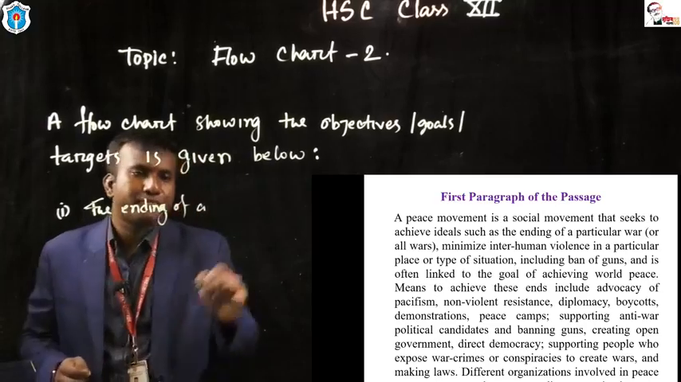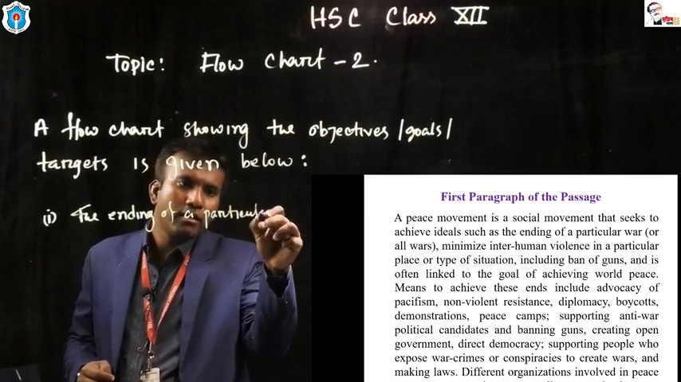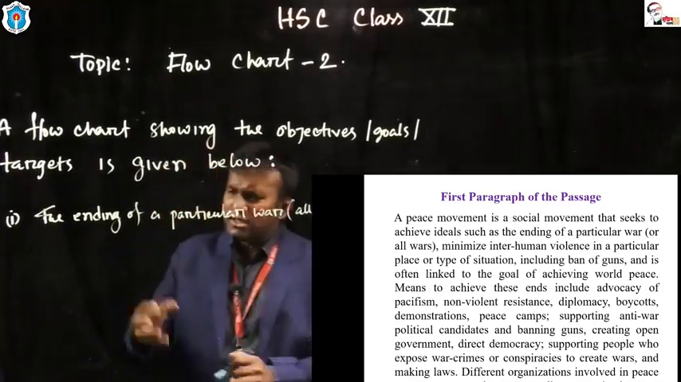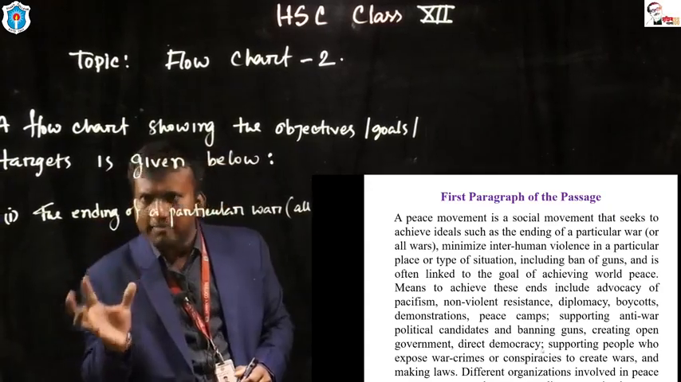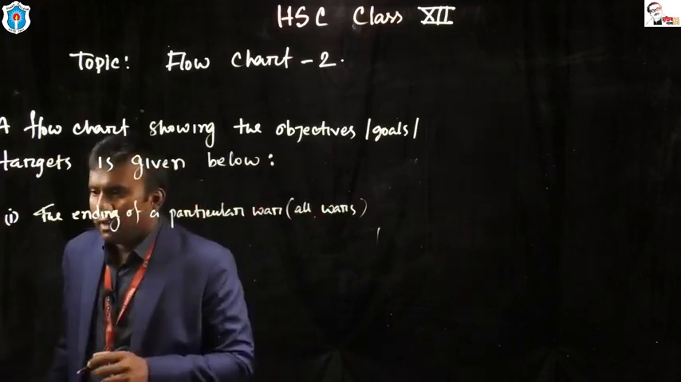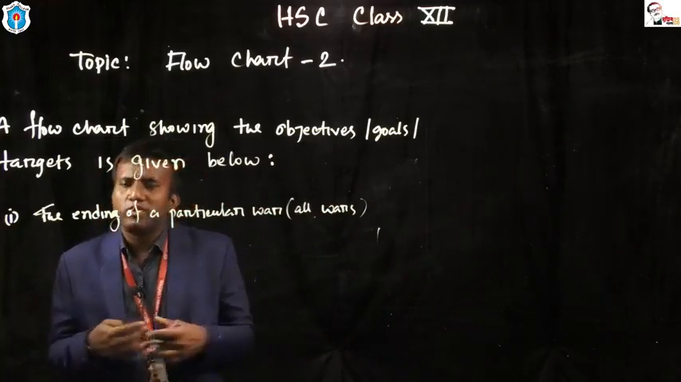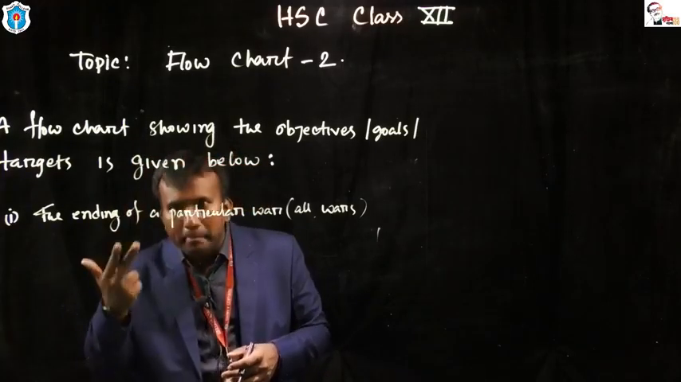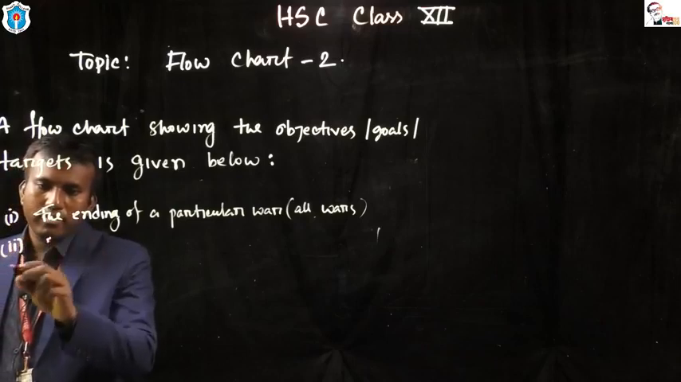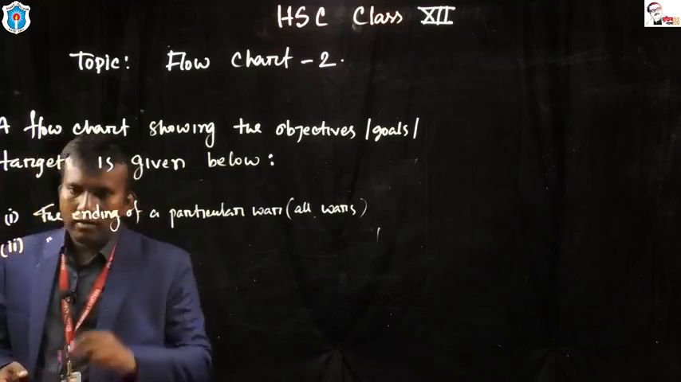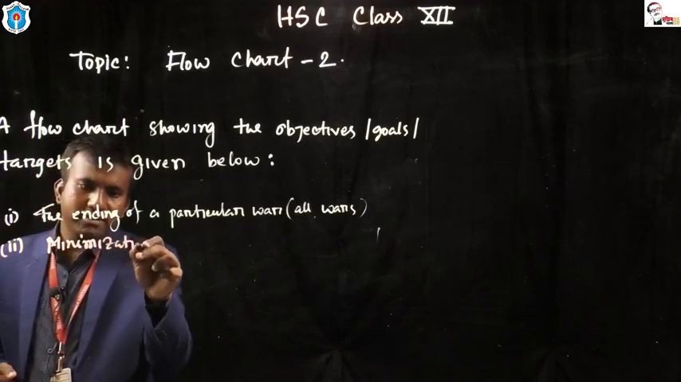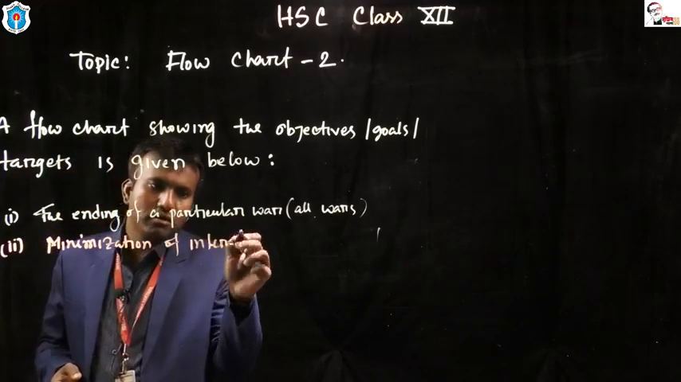The ending of a particular war or all wars. Okay, this is the first ideal. Here ideal means objectives or aim or target or goal. Then, minimize interhuman violence. There is violence between human beings or among human beings. The target of peace movement is to minimize or decrease violence. So I can say minimization of interhuman violence.